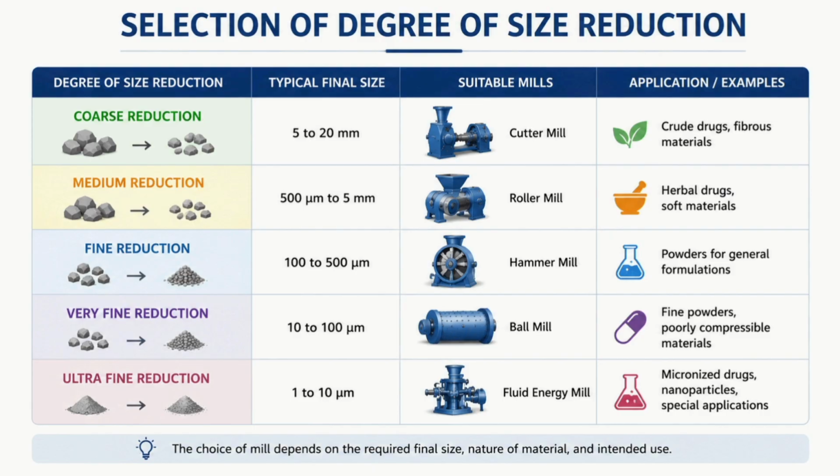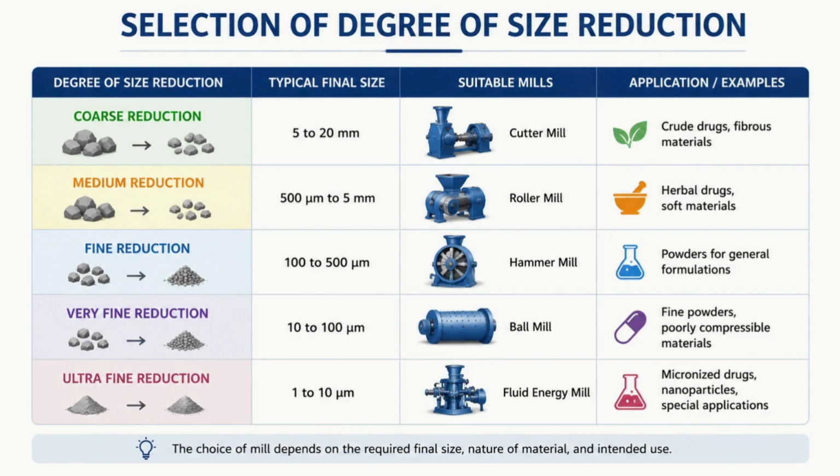This process is usually the first stage before the final grinding. Pharmacy examples are cutting dried roots, stems and leaves in herbal drug preparations. The real life example is cutting vegetables into small pieces. The same mechanism is used here. And the second one is the medium reduction. The particle size is 500 micrometers to 5 millimeters. The suitable mill is roller mill.